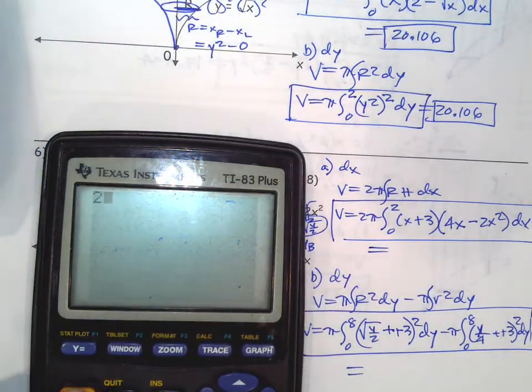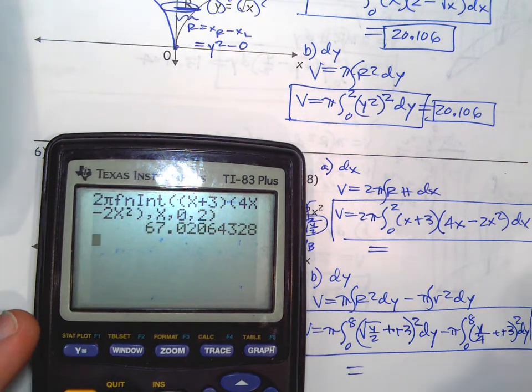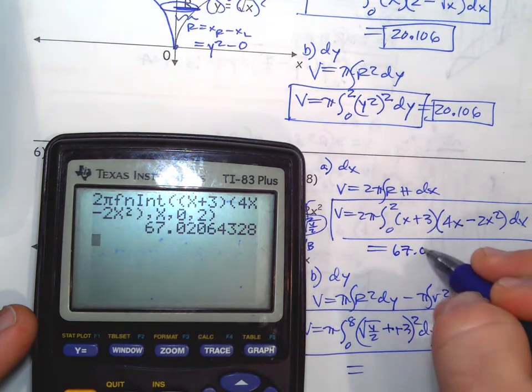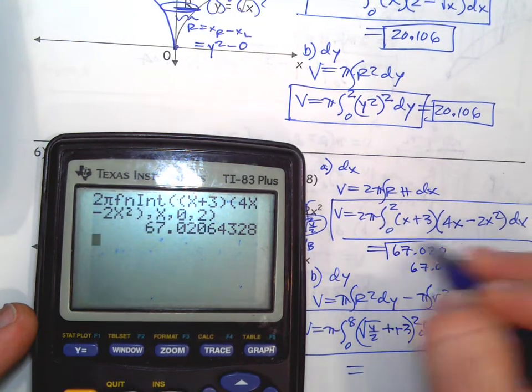2 pi math 9 parentheses x plus 3, close parentheses, 4x minus 2x squared, close parentheses, comma x, comma 0, comma 2. 67.020, or 67.021 if you're into rounding.